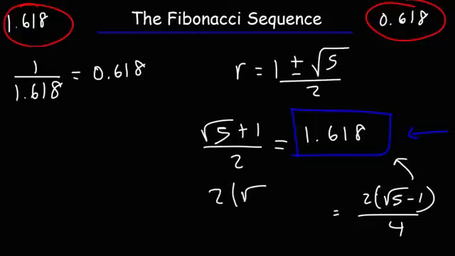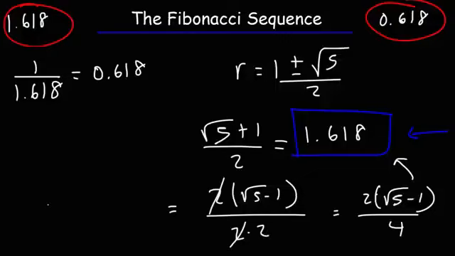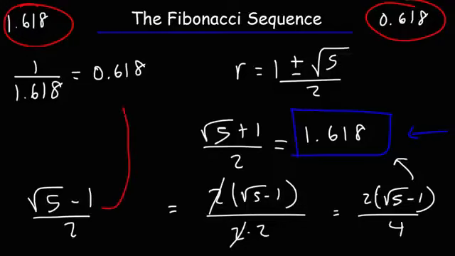Now working towards the left, we can break down 4 into 2 times 2 and cancel a 2. And so this gives us the other number, the square root of 5 minus 1 over 2, which is 0.618. So those are some different ways in which you can get these two golden ratios, 1.618 and 0.618, or these two numbers.